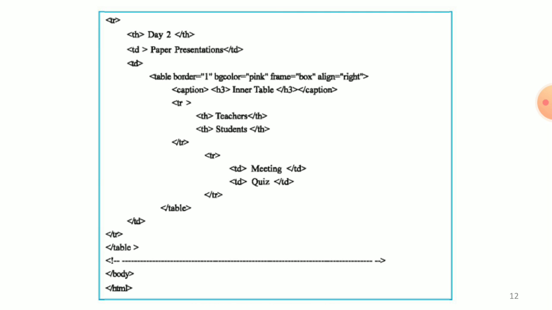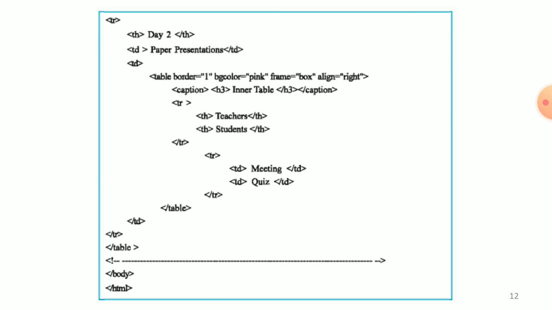First row: start TR, TH teachers slash TH, TH students slash TH, slash TR over. Second row start TR. TD meeting slash TD, TD quiz slash TD, slash TR over. That means second row over. And slash table over. That means the inner table is over.